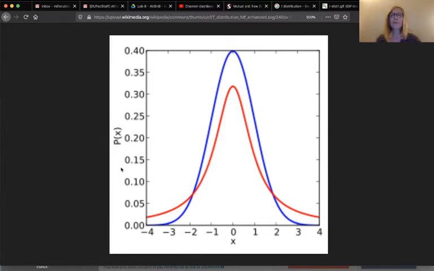The t-distribution is the red one, and you can see on the outsides, those tail areas are thicker and bigger. That has a few really important consequences for everything that we do with the t-distribution.